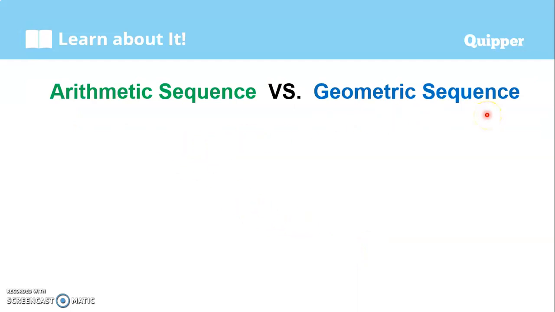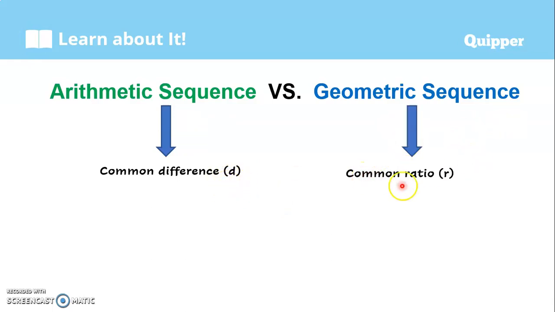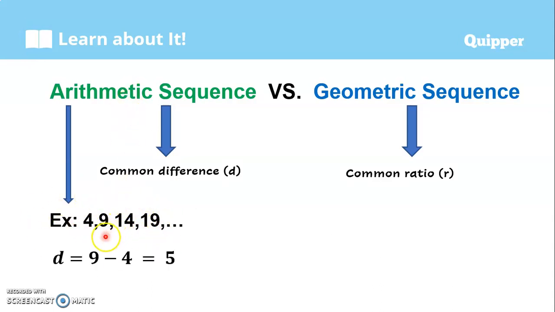How is a geometric sequence different from arithmetic sequence? So for arithmetic sequence, we have a common difference denoted by d. And for the geometric sequence, we have a common ratio. Okay? So, for example, for the sequence 4, 9, 14, 19, we know that this is an example of an arithmetic sequence because the common difference is 9 minus 4, that is 5. 14 minus 9, that's 5. 19 minus 14, that's also 5. So this sequence has a common difference. So it is called arithmetic sequence.